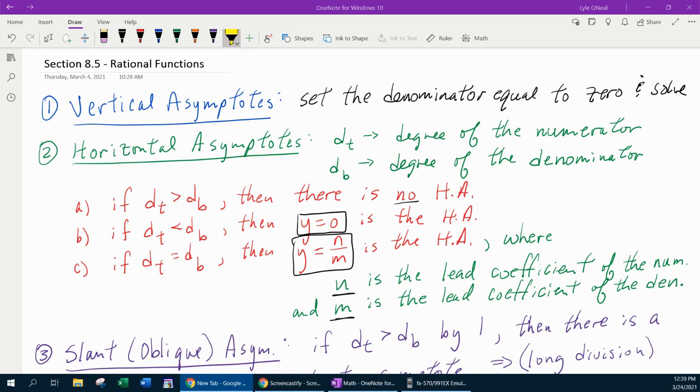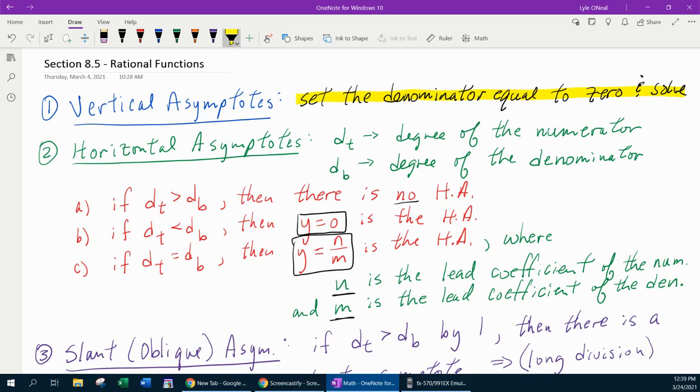First of all, we need to know how to find vertical asymptotes. And it turns out to find a vertical asymptote, you simply set the denominator equal to 0 and solve. That's also how you find the domain, and the vertical asymptotes are related. Next, how to find horizontal asymptotes. That's a little bit more involved.